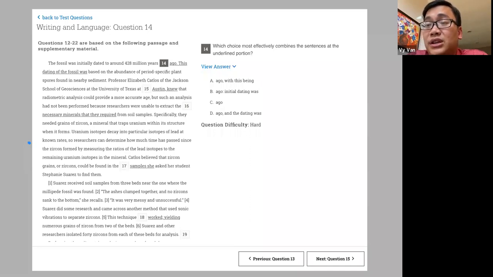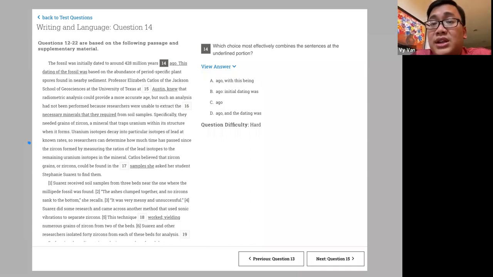Number 14. This one, again, asks which choice most effectively combines the sentences. Again, you want to go to the shortest choice first. If it makes sense and conveys the exact same message from the two sentences, you go for that. I'm looking at C right now. So let's read the two sentences.